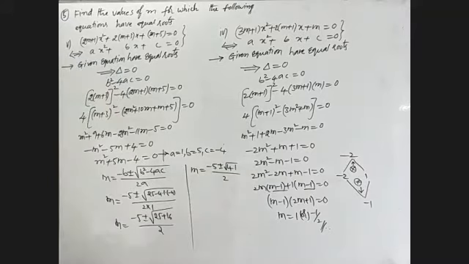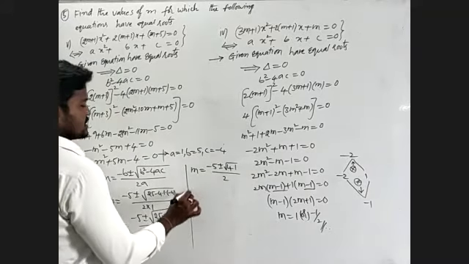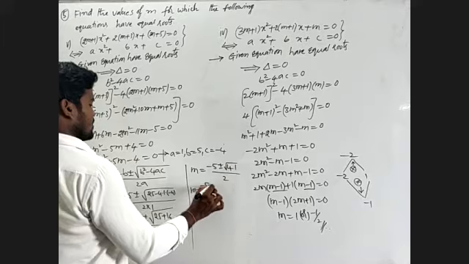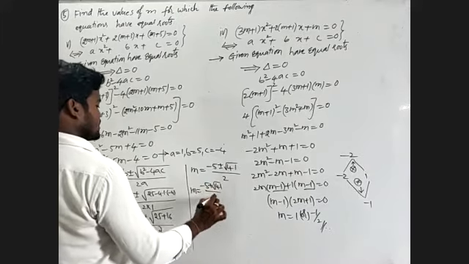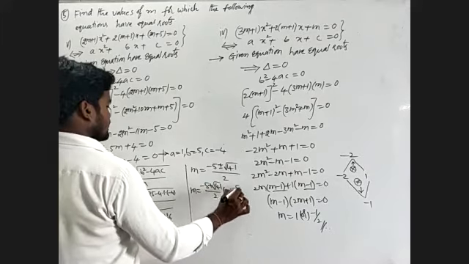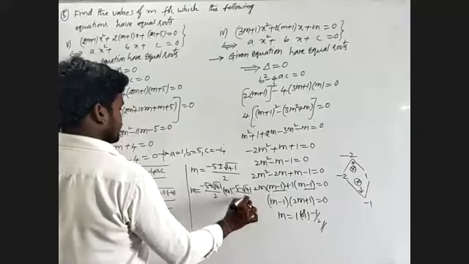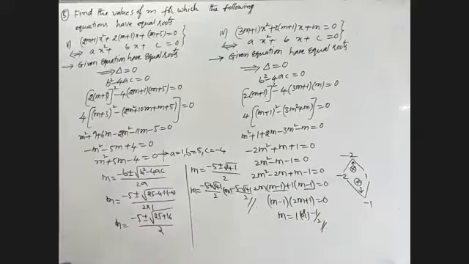Let us observe the roots of the given equation. m is equal to minus 5 plus root 41 by 2, or the other one is minus 5 minus root 41 by 2.